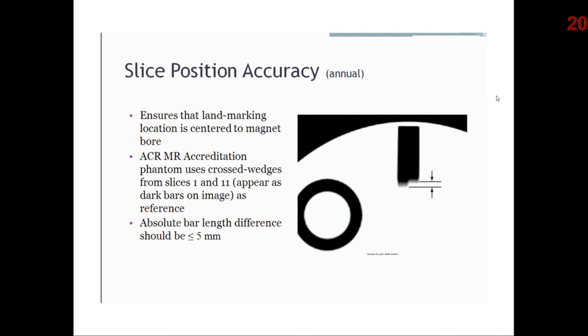The slice position test is done to make sure that the landmarking location is accurate and actually centered to the magnet bore. Mechanical problems with the table, positioning devices, or alignment beams can cause misalignment.